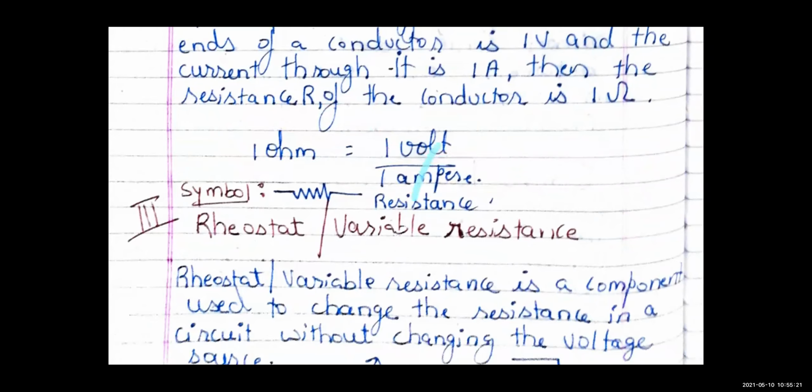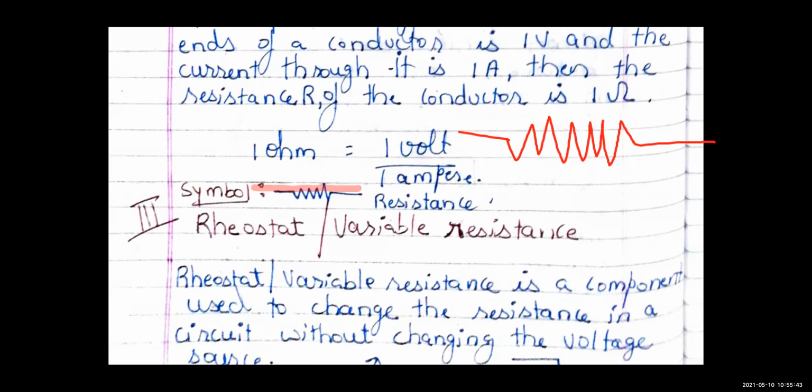Now, children, in a circuit, when you are going to add a resistor, a resistance, you need to draw its symbol. So the symbol for resistance is this, right? How are you going to draw it? Make a straight line like this, then draw the zigzag lines, and then a straight line again. So this is the symbol for resistance.